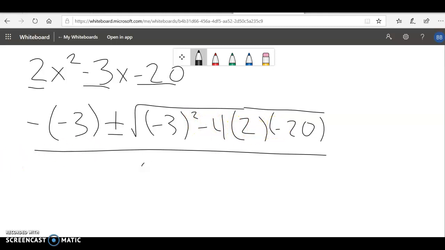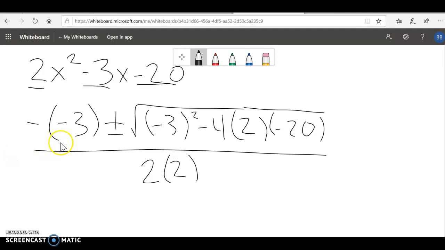And then on the denominator, on the bottom, you're going to have 2 times whatever a is, and a is another 2, actually, in this case. A is 2. So 2 times a, and our a just happened to be 2. So you have this all filled out, and you have to take this and use it to find your x-intercepts.